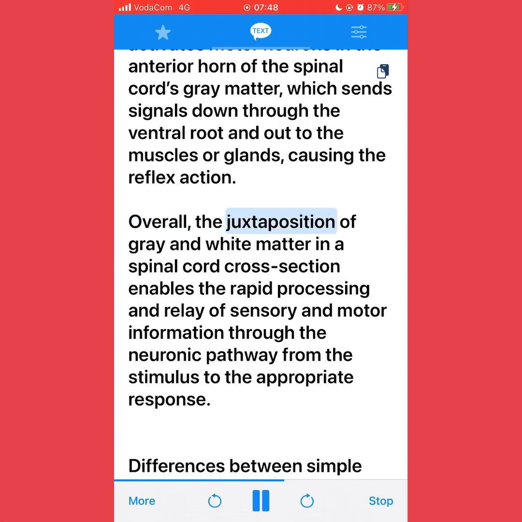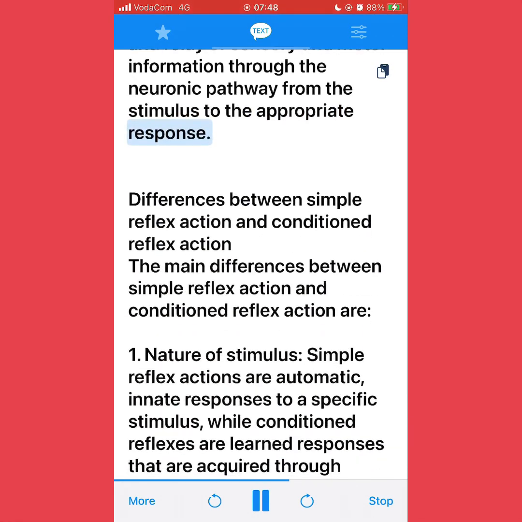Overall, the juxtaposition of gray and white matter in a spinal cord cross-section enables the rapid processing and relay of sensory and motor information through the neuronic pathway from the stimulus to the appropriate response. Differences between simple reflex action and conditioned reflex action. The main differences between simple reflex action and conditioned reflex action are: 1.